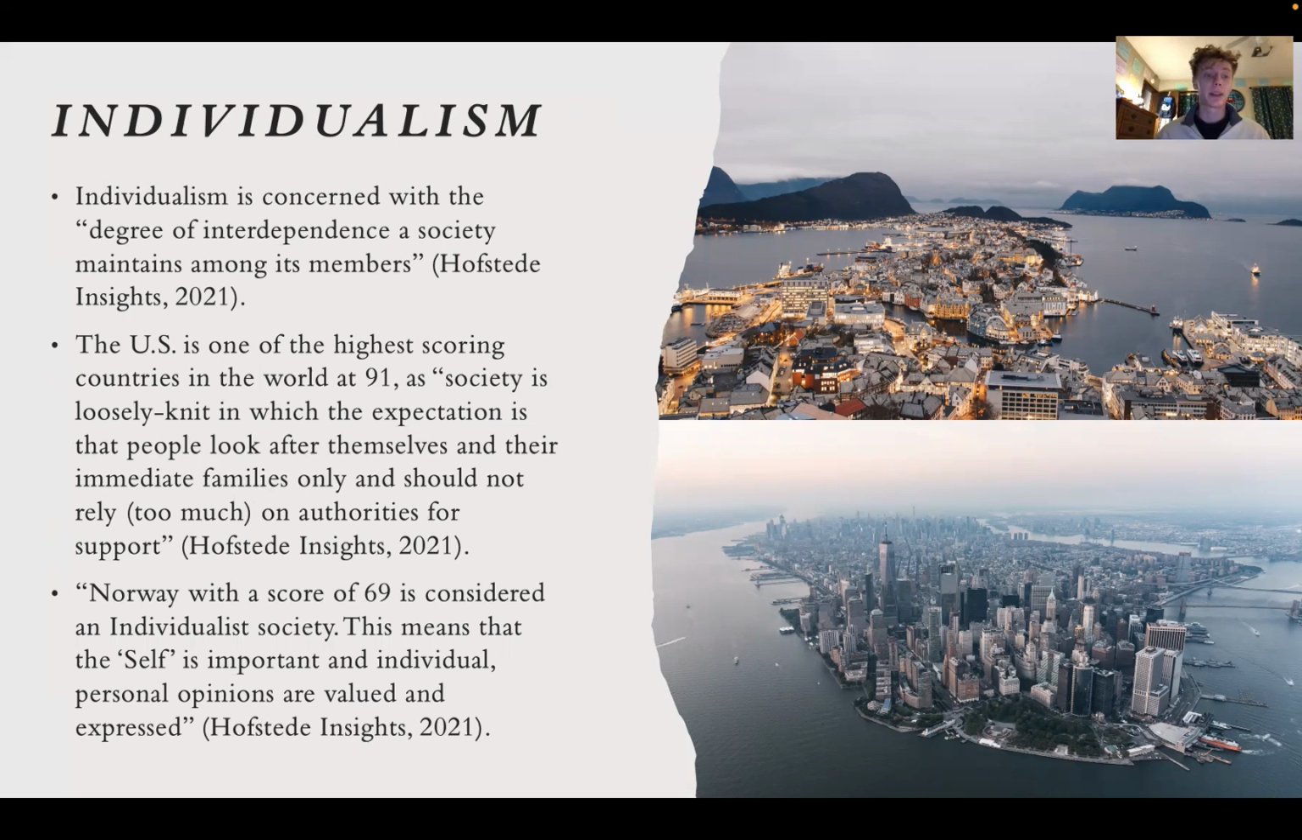Whereas Norway, on the other hand, with a score of 69, is individualist, but not nearly as much as the United States. Self is very important in the US, and I think this is really expressed in pretty much everything. I certainly see it in my own life. Ever since I was little, I've always wanted to express my individualism in different ways, and so it's definitely a value that we have in the US, and multinational corporations should pivot and adjust according to that.